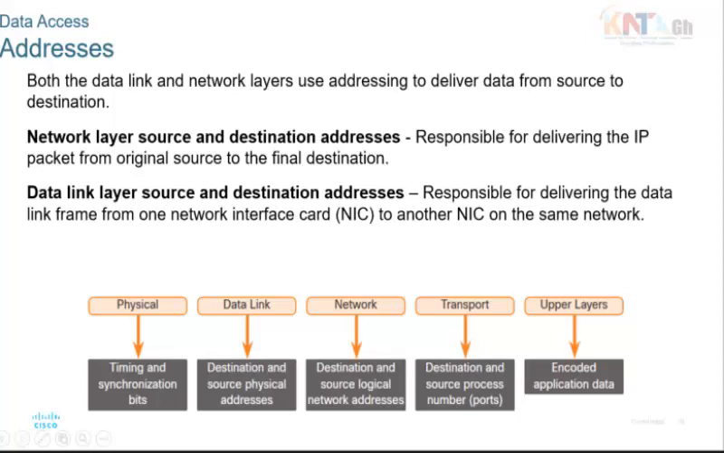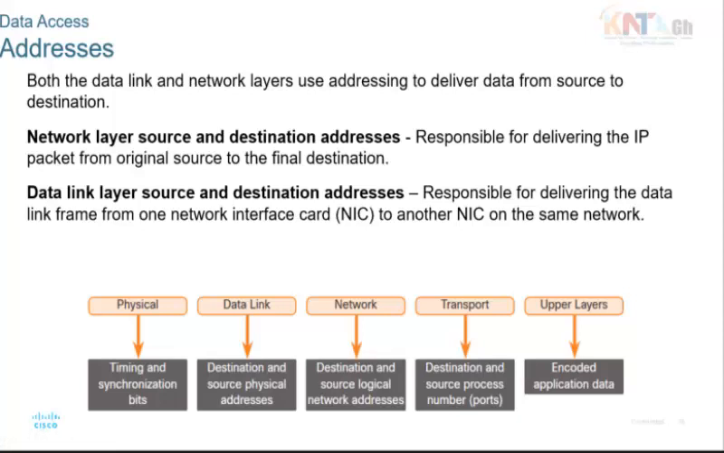So here, the destination and source physical addresses are added for the next transmission, and these are also added to the frame. The encapsulated frame becomes a packet at layer 3 of the OSI model, and at the network layer, which we also refer to as layer 3, the destination and source logical network addresses are also added.